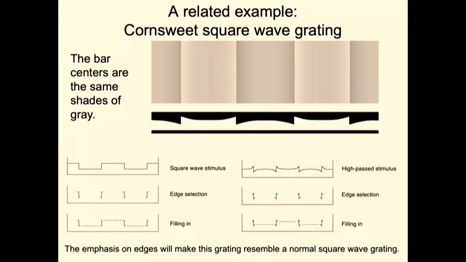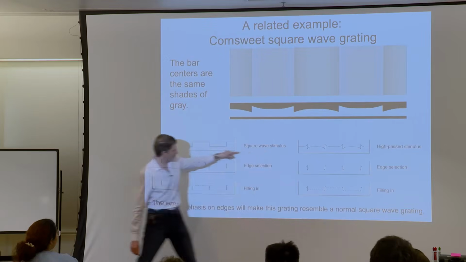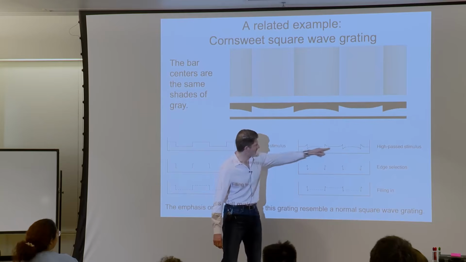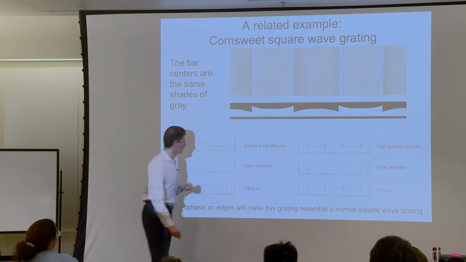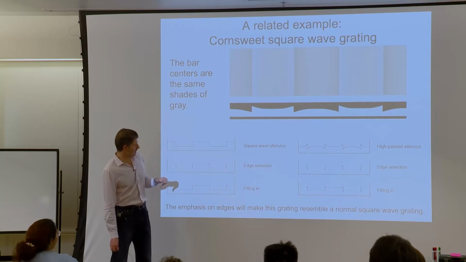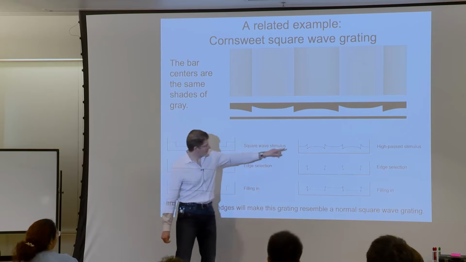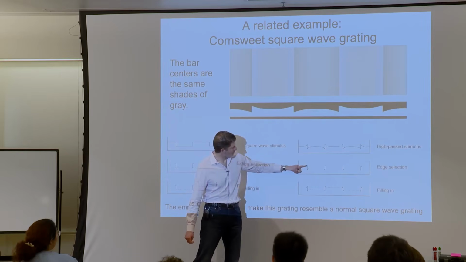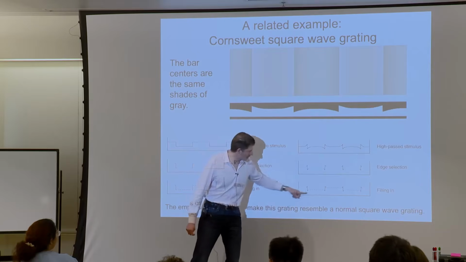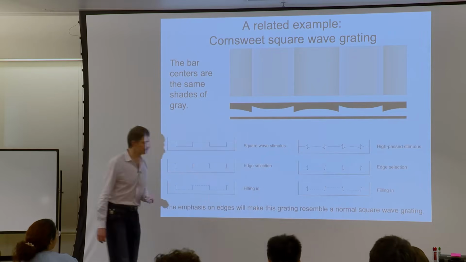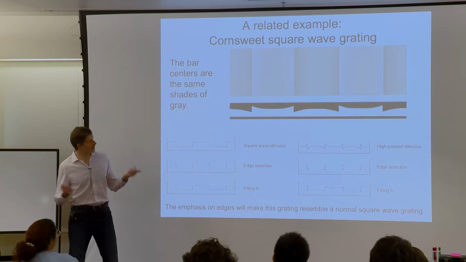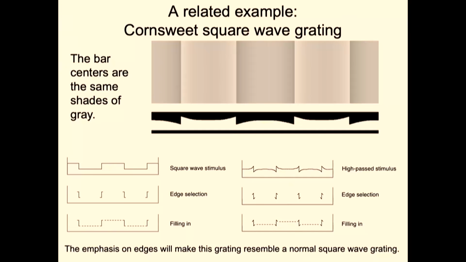Okay, and so this is showing how the stimulus is created. So you start with a square wave, you high pass filter it, you get this physical stimulus, okay, and then you've got these big derivatives happening at the edges, and then an integration process that would cause things to fill in. Okay, so again, consistent with what you might expect from a retinex type algorithm.